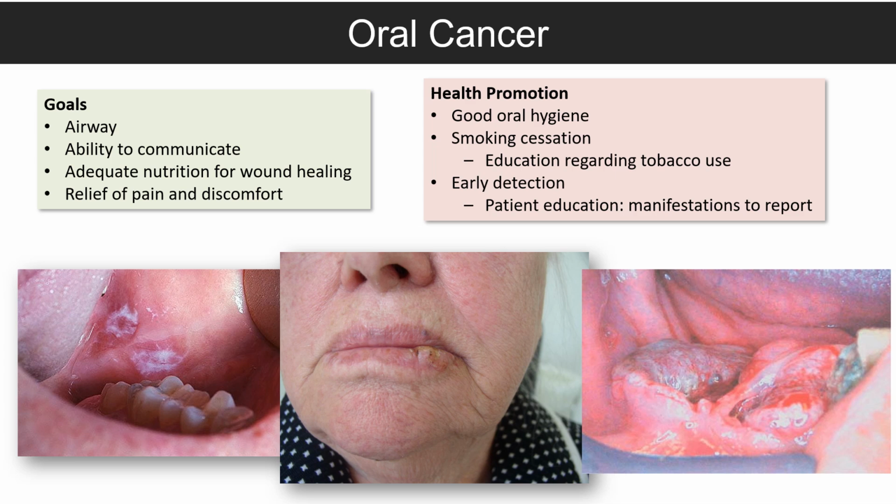Adequate nutrition for wound healing. Patient needs to eat still, even despite treatment and surgery and recovering. We need to make sure the patient is getting their nutrition. And then, of course, relief of pain and discomfort. So here in this picture, you can see some of those cancerous patches here in the mouth. And then you have lip cancer here. And then you can see this cancer on the third picture is pretty extensive in, looks like in the gum, between the gums and the cheek.